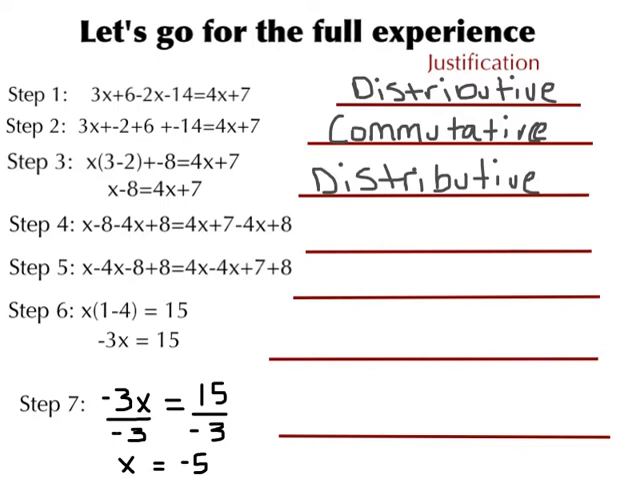Step 4 is taking, and I'm going to circle it, this negative 4x and moving it on both sides. I'm balancing it out. The negative 4x is going to cancel that negative 4x out. So when I do that on both sides, that is called the additive property of equality.